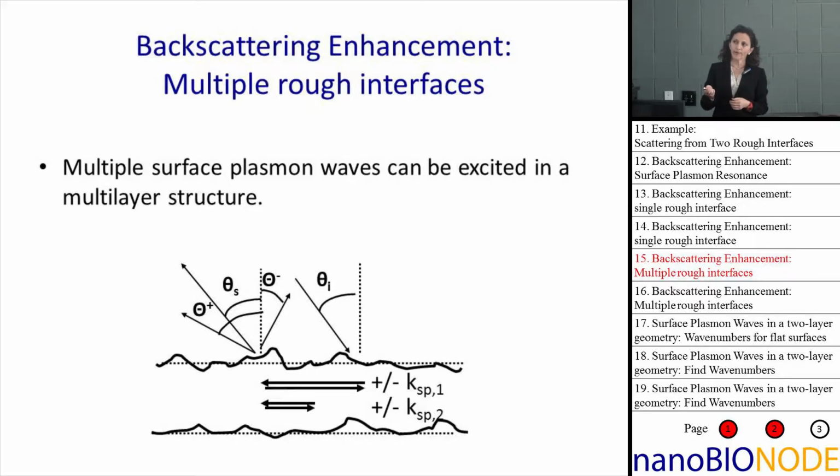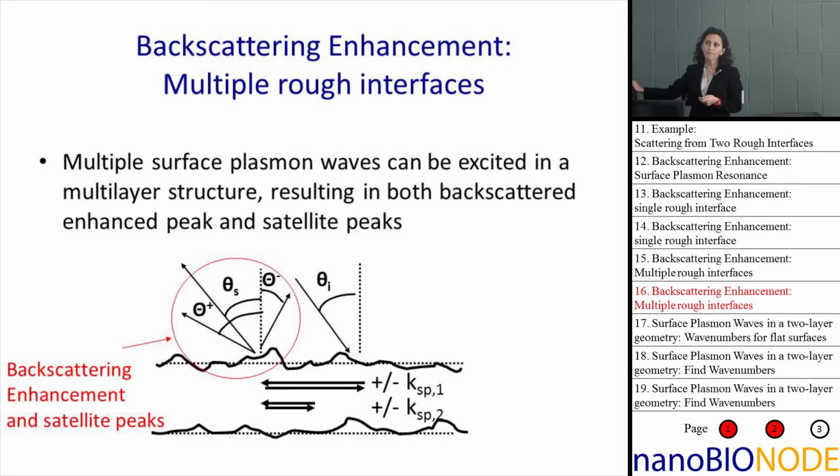So when you have multiple rough surfaces stacked on top of each other, so here I've shown two, multiple surface plasmons can get induced in this structure. So a single surface can do one set of plasmon waves, but multiple rough surfaces can have multiple surface plasmon modes that get excited. Okay?